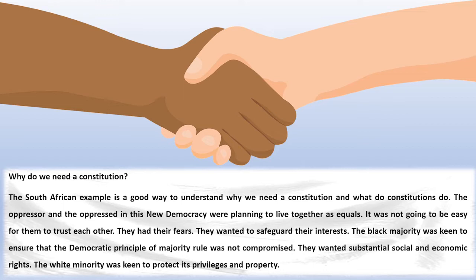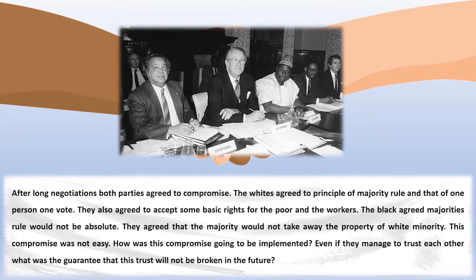As the South African constitution was established, it was time for the whites and the blacks to live together as equals. It was a tedious task for them to trust each other, beholding their fears and interests. The black majority was determined to protect their democratic principle, whereas the whites were protecting their privileges and property. The black majority wanted substantial social and economic rights.